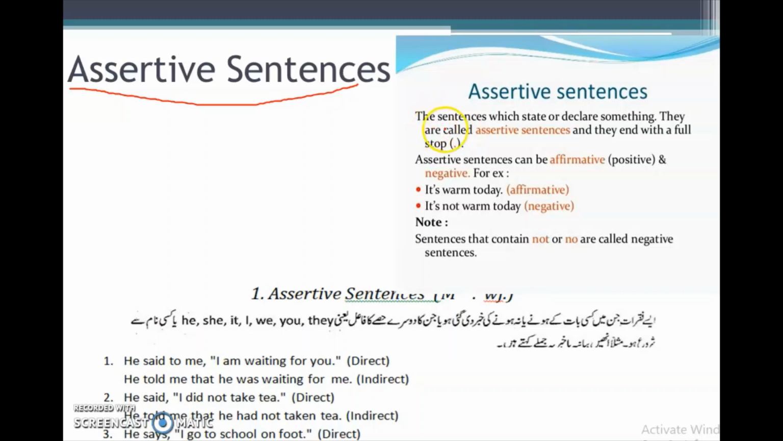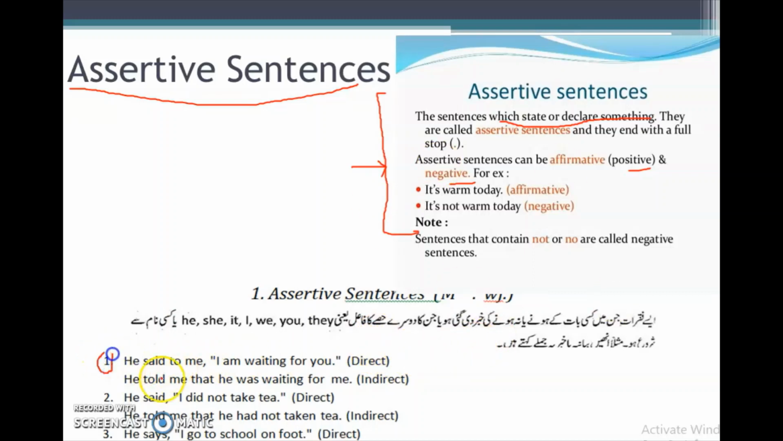Students, assertive sentences are basically the sentences which state or declare something. These are called assertive sentences and they end with a full stop. Assertive sentences can be affirmative, positive, or negative. And what are positive and negative? You know better. So now you all know what assertive sentences are. Let's move towards the conversion of assertive sentences from direct speech into indirect speech.